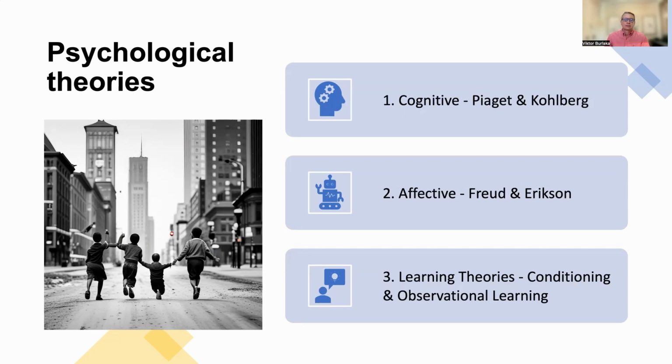Learning theories, including classical conditioning by Pavlov, operant conditioning by Skinner, and social learning theory by Bandura, emphasize behavior learning through rewards, punishments, and observational learning. Learning theories are the ones that have received a significant amount of empirical support for their concepts.